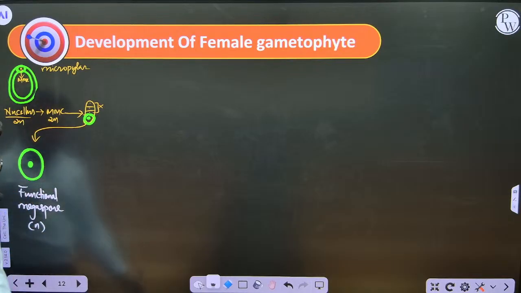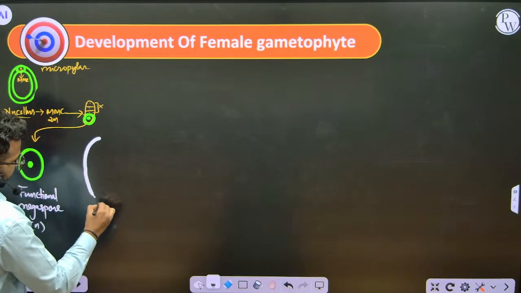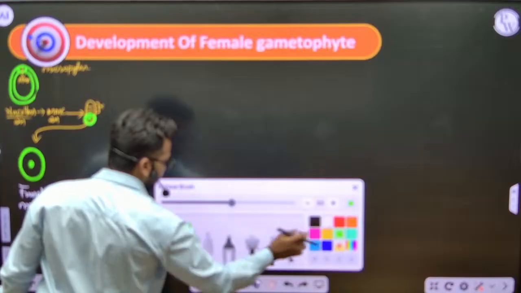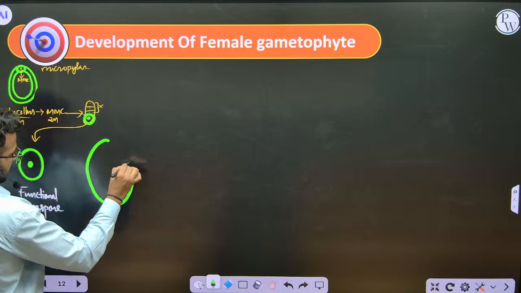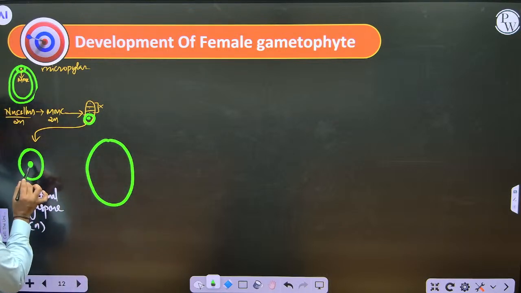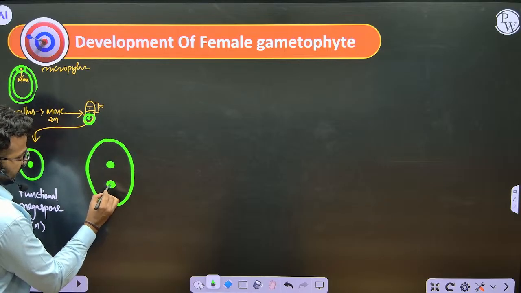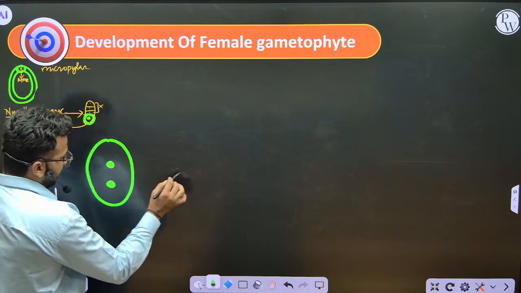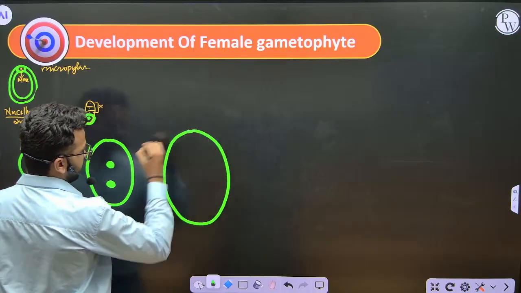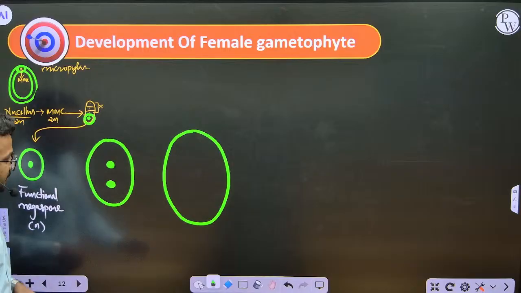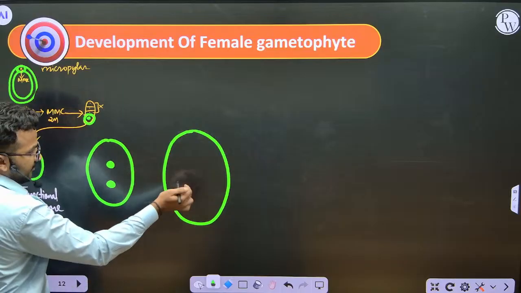In this functional megaspore, continuous divisions are seen. This functional megaspore will undergo division. This one nucleus will form two nuclei. And in continuation, another division will take place. These two nuclei will move towards the polar regions. Polar means this is one polar end, this is another polar end.